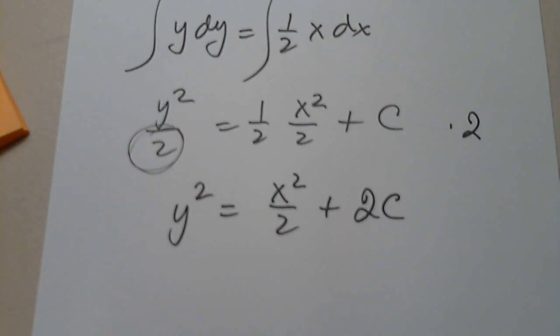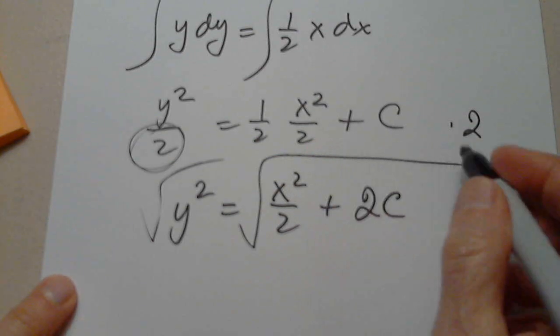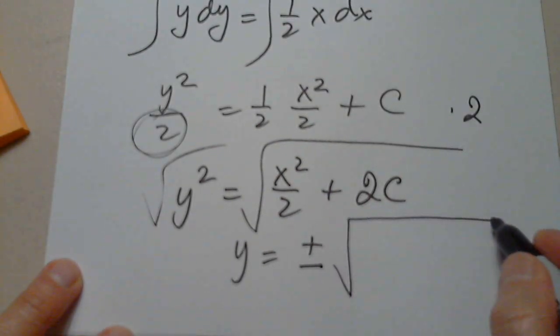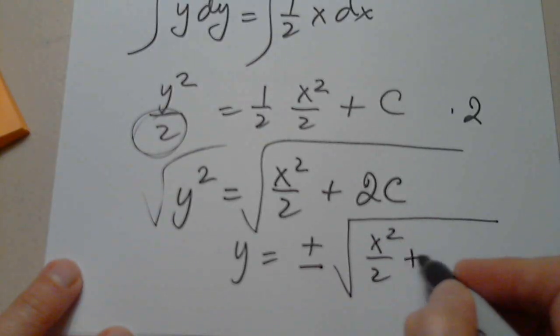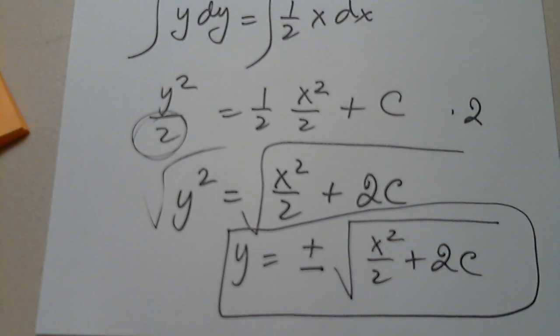Good. Final step. Still algebra, just algebra. We want to solve for y. Take the square root of both sides. Very good. But this time I have to write plus or minus because it's the square root. So y equals plus or minus the square root of x squared over 2 plus 2c. Done.